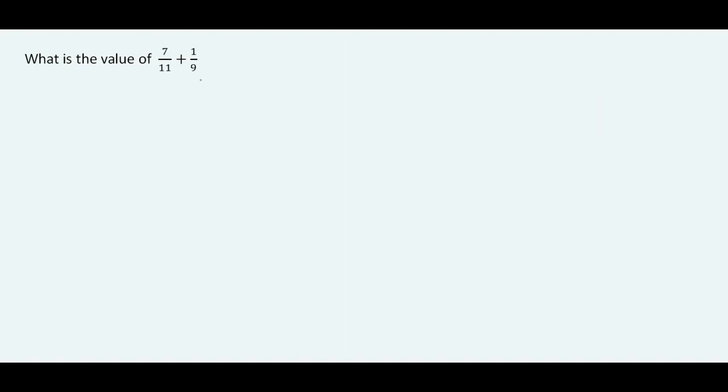Now a final example is 7 over 11 plus 1 over 9. So 11 is equal to 11, I guess we can say times 1, which we don't really need to do. 9 is 3 times 3. So our LCM is going to be 3 times 3 times 11, which is 99.